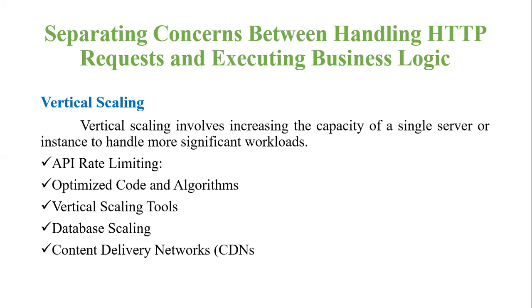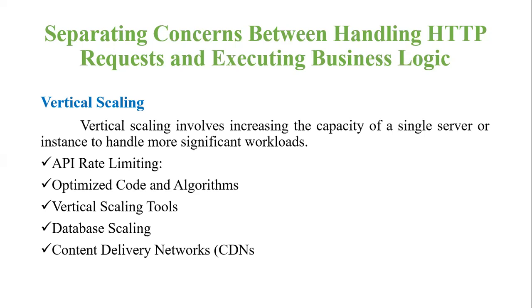And next, optimize code and algorithms. Continuously optimize your business logic code and algorithms to make the most efficient use of available resources. Fine-tuning the performance of your API endpoints can significantly enhance vertical scalability. The next one is vertical scaling tools. If using virtual machines or dedicated servers, consider using tools and technologies that enable you to increase CPU, RAM, or other resources as needed.